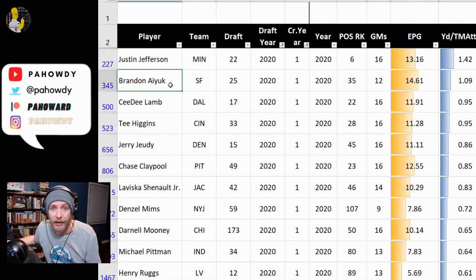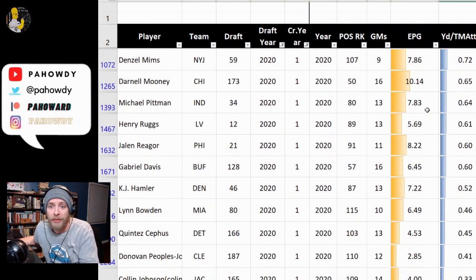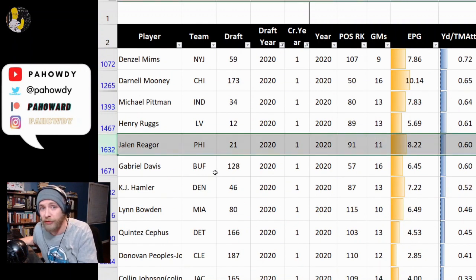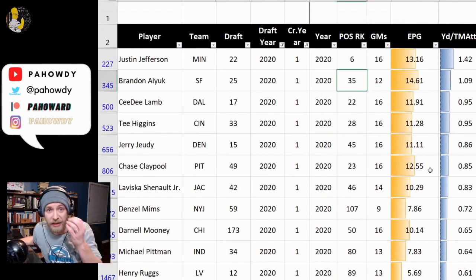So obviously, Brandon Aiyuk might well be the player you're more interested in because he compares much better to past prospects in terms of what he did in his rookie season. But that doesn't mean that Jalen Reagor won't do it. It just might mean he's slightly less likely to do it than Brandon Aiyuk, who finished as a wide receiver 35 last year, so still not quite yet into the top 24.